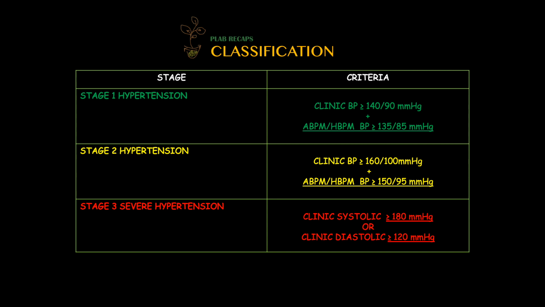Stage 3 hypertension is also called severe hypertension and can be merely diagnosed on clinic BP readings. So a high clinic systolic of more than or equal to 180 or a clinic diastolic of more than or equal to 120 should be sufficient in order to make the diagnosis. I will talk about stage 3 hypertension and its diagnosis in a little bit more detail later on.